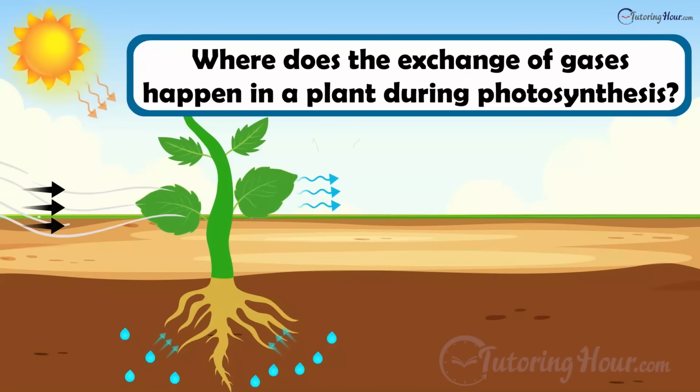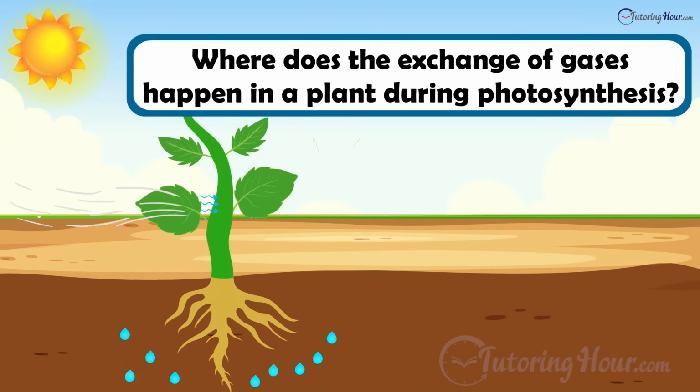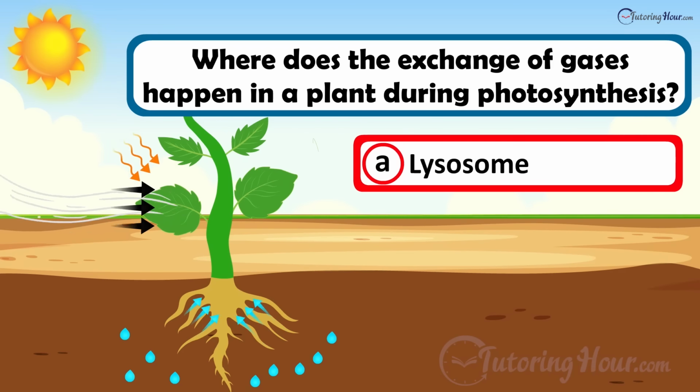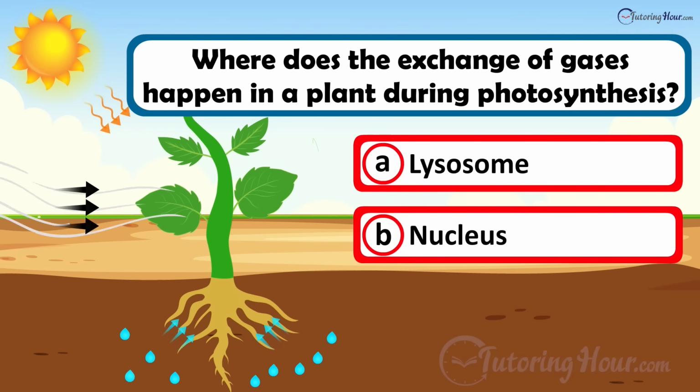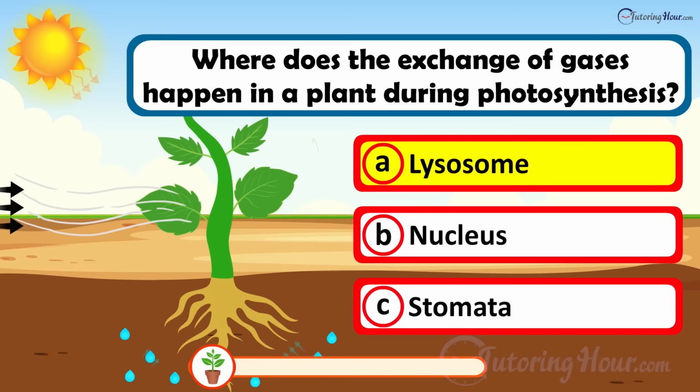Where does the exchange of gases happen in a plant during photosynthesis? A. Lysosome. B. Nucleus. Or C. Stomata.